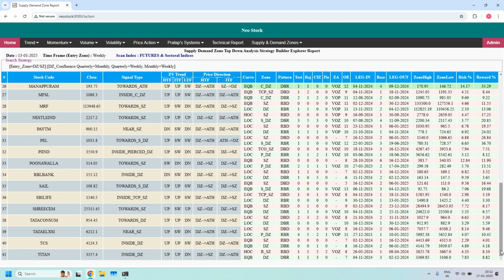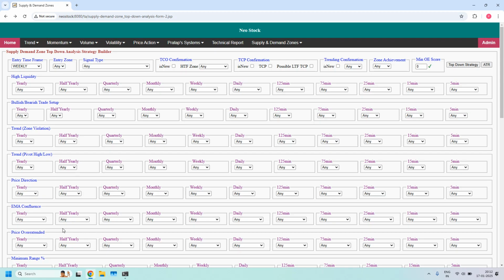So total 41 stocks. In all these 41 stocks, these weekly demand zones are part of the monthly demand zone, both together again part of the quarterly demand zone. From this 41, we can further filter high probability based on weekly demand zones having a quarterly demand zone confluence. So quarterly demand zone with quarterly EMA confluence, let us filter.